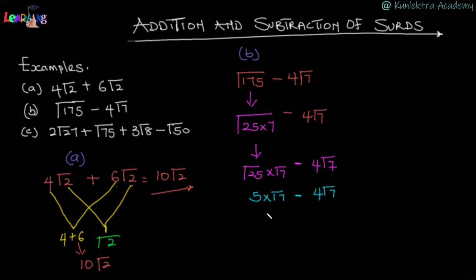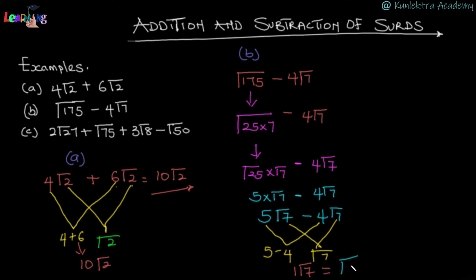Now 5 times root 7 will also be 5 root 7 minus 4 root 7. Now, what are you supposed to do here? You subtract the whole numbers first. These are the whole numbers. You subtract them first. You have 5 minus 4. Then you bring one of these surds down, that is root 7. And you have your answer: 5 minus 4 is 1 root 7, and that will give us root 7. Now, your final answer is root 7. This is the solution here.